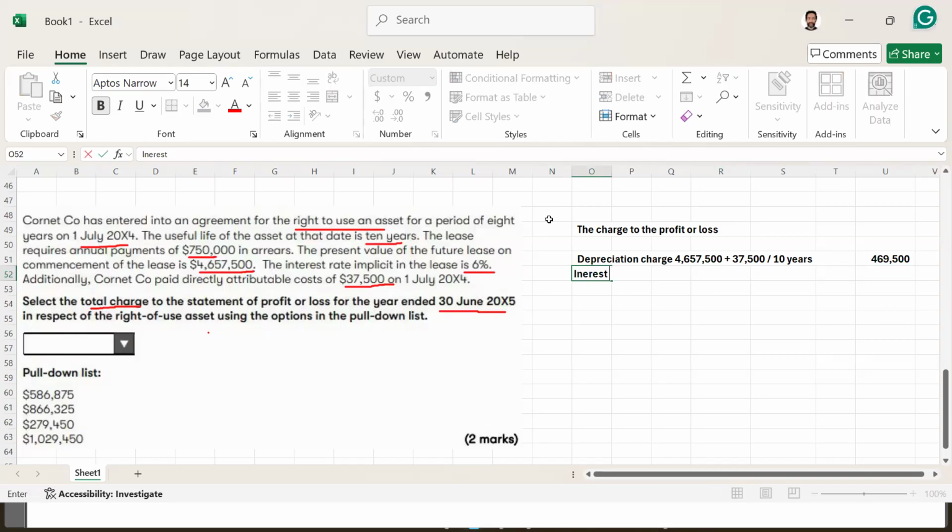Now we calculate the interest. The interest is simply based on the present value of the future lease payments multiplied by 6%.